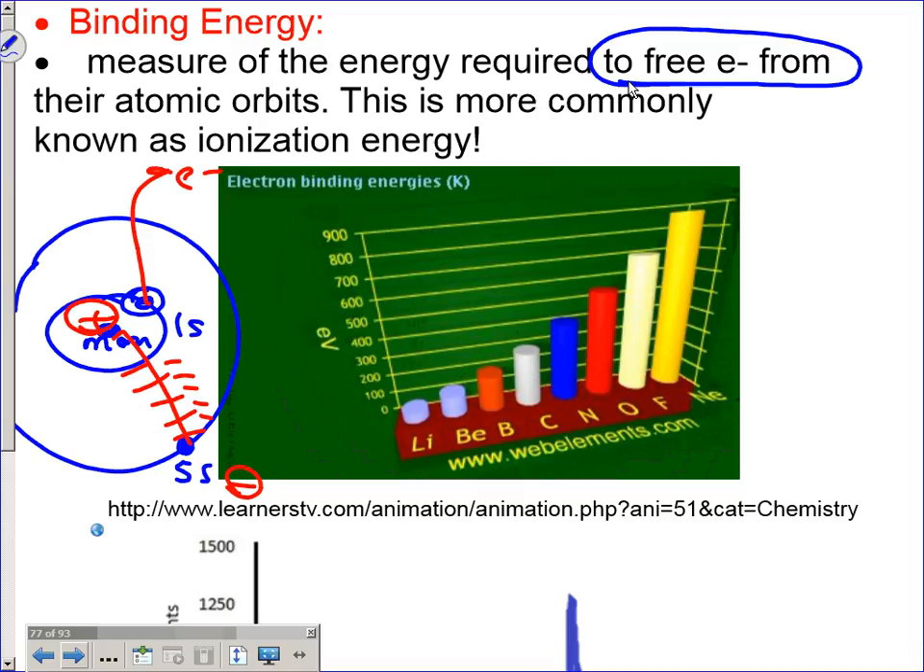1s2, you're the first energy level. 2s2, 2p6, you're the second level. 3s2, 3p6, 3d10. Every time you build, how many energy levels are there? Right here, it's 0.